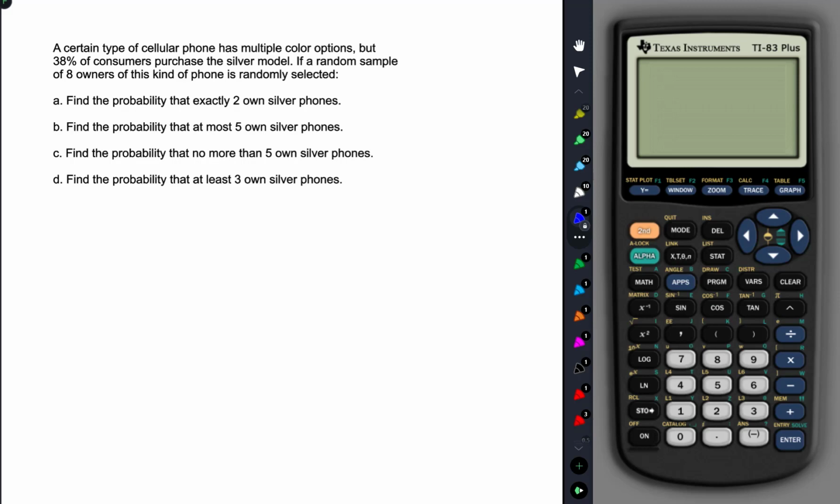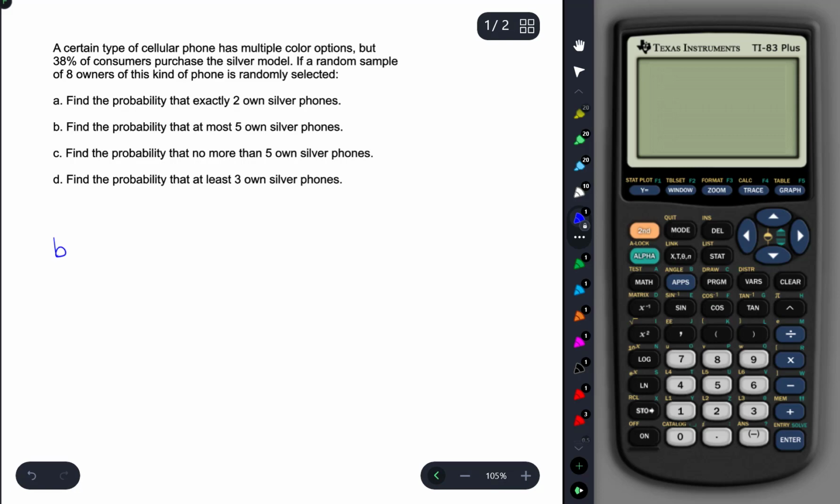So, to give you a very quick overview of how to use the technology, there are two functions in your calculator that you would use together. So we have binom PDF, which takes three inputs, n, p, and x. And we also have binom CDF, which also takes three inputs, n, p, and x.